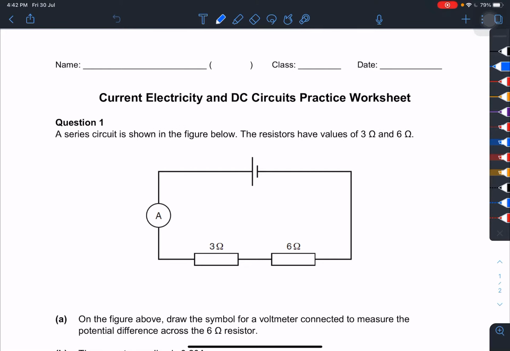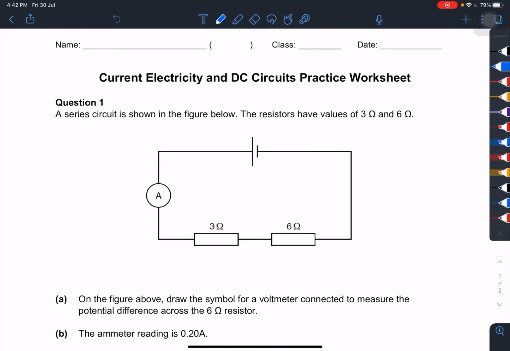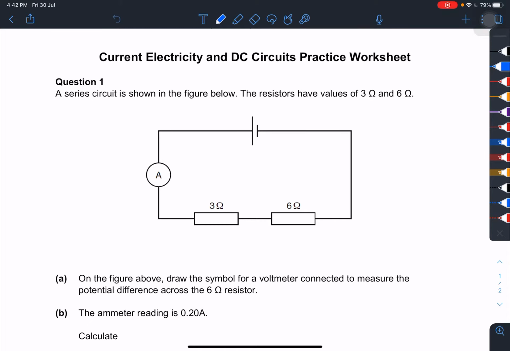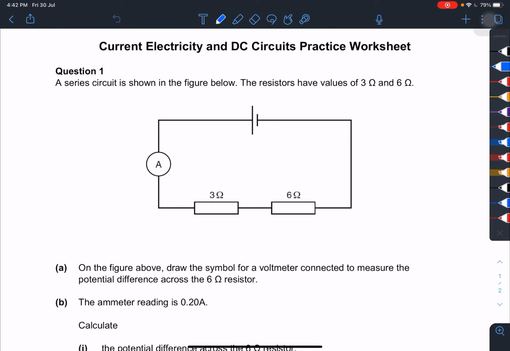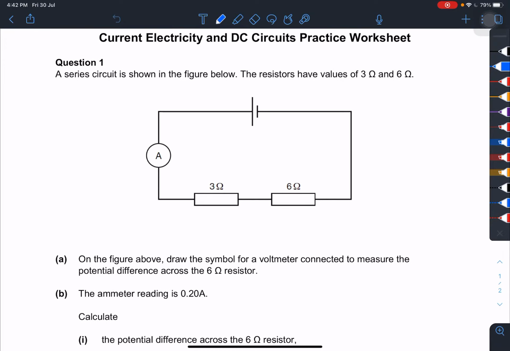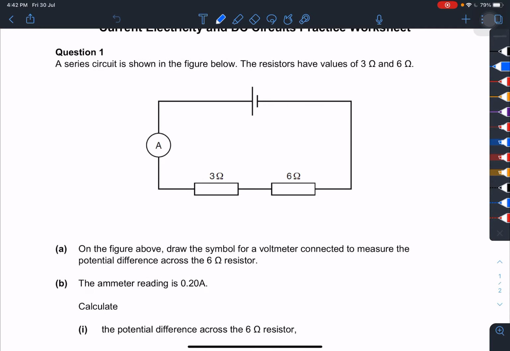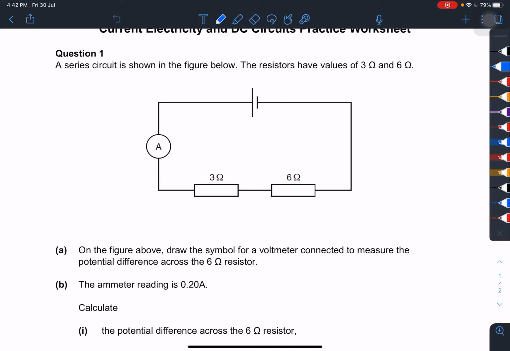Okay, hi everyone. This video is to go through very quickly 2-3 questions on current electricity and DC circuits. This will be a very speed run and a taster of what's going to come up when we see word problems.